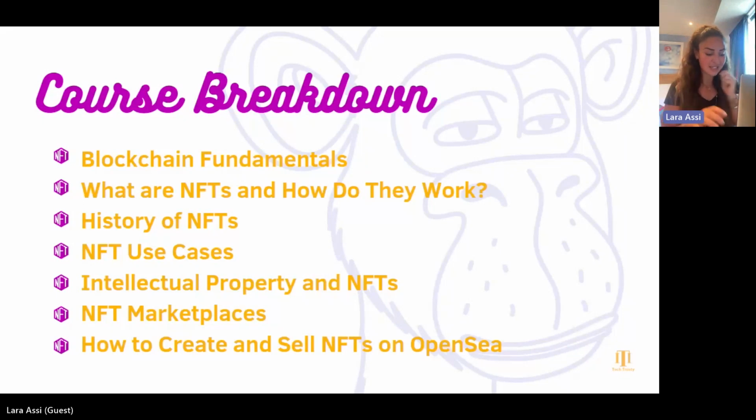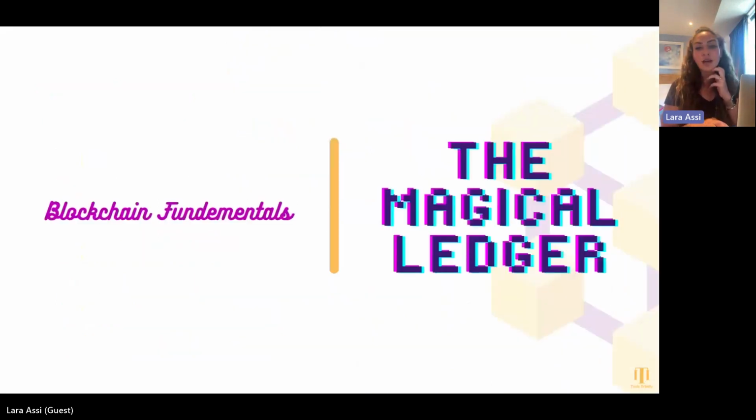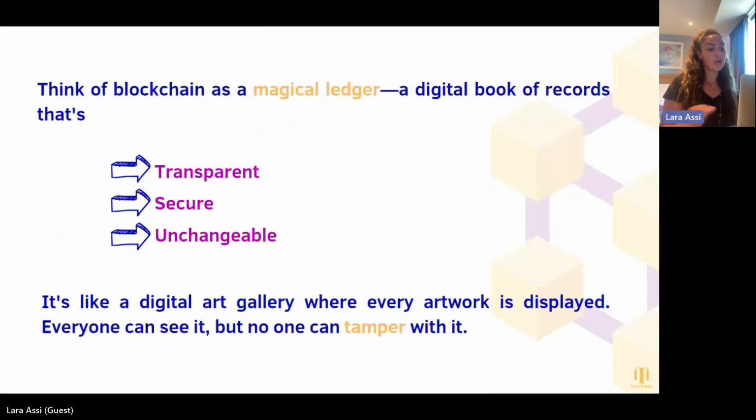So let's start. We're going to talk about the blockchain, which I call the magic ledger. Why is it magic? Now we're going to dive in. Let's think of a blockchain as a ledger. It's a digital book of record that is transparent, secure, and unchangeable. We're going to talk about how it is transparent, why it is that secure, and how it's unchangeable, or immutable.